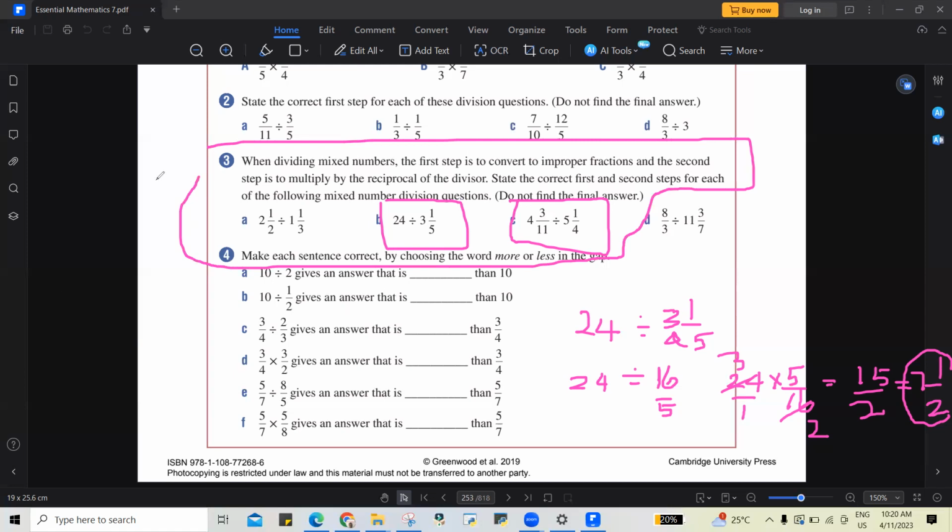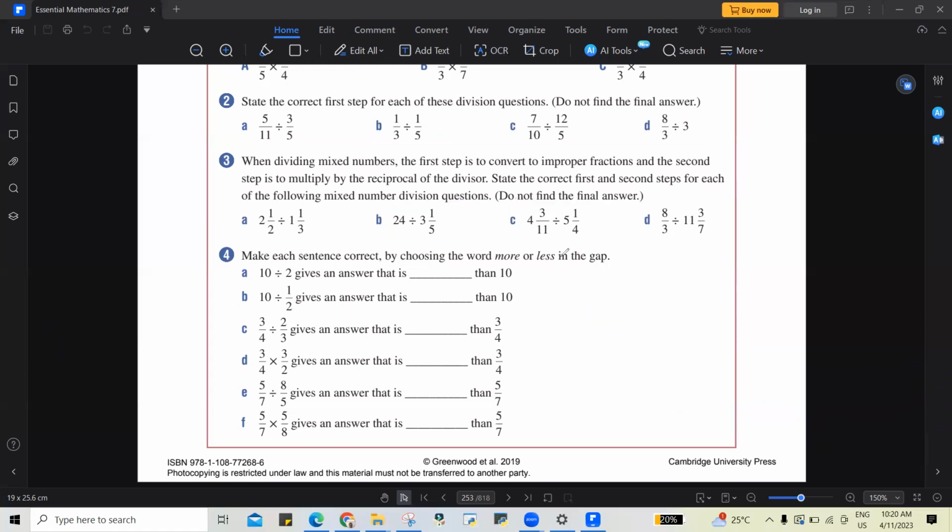7 times 4, that would be 28. 4 times 4, 16. 16, 18. 8 over 8, so 1, 3, 2, 131. Yeah, done.